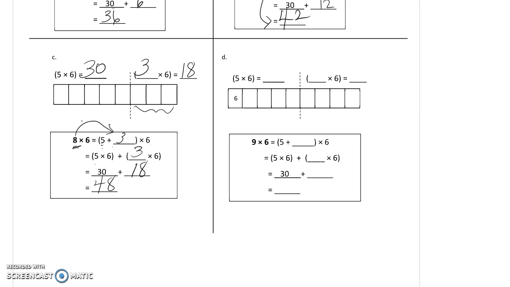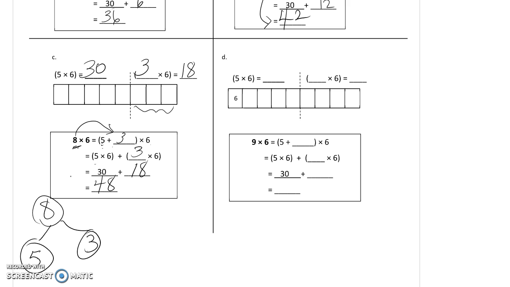Okay, so it's a lot of writing, and it may seem confusing, but really all we're doing is saying, if I have 8 groups, I'm going to break it into a group of 5 and a group of 3. And I'm going to multiply each of those times the value of each section, which is 6. And then I'm going to add them back together because I have to add 5 and 3 together to get 8, the total number of groups.